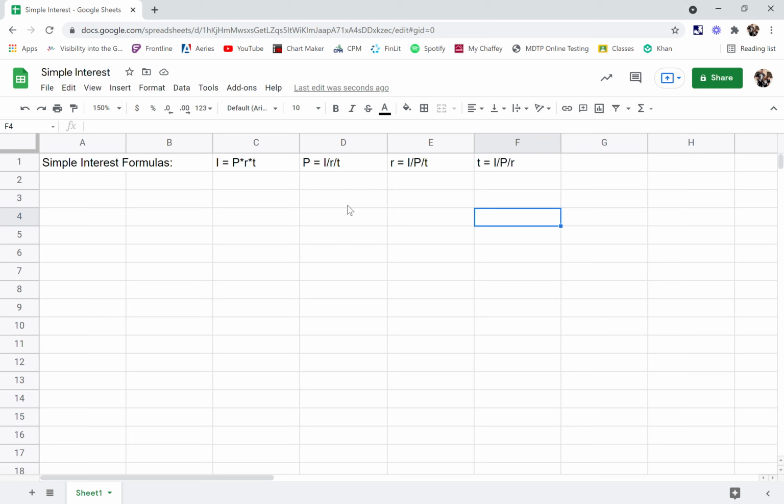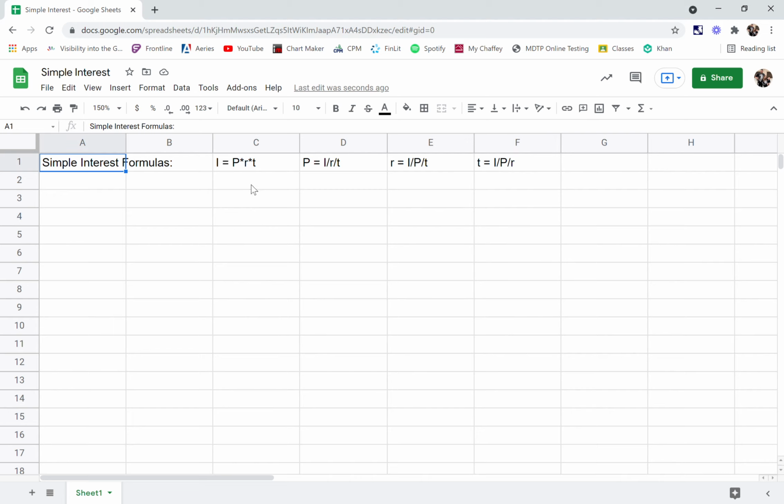Hey, this is Mr. Knight, and I'm going to show you how to create your simple interest calculator for Google Sheets. If you haven't already, if you have an untitled spreadsheet, please call it simple interest. That way, when you're looking for it, you know right where to look.